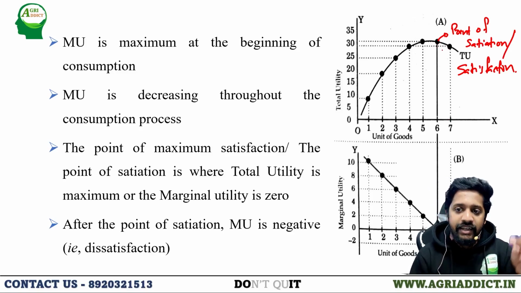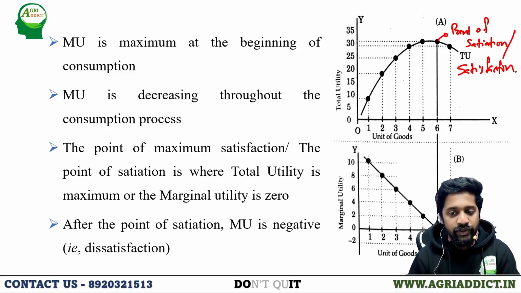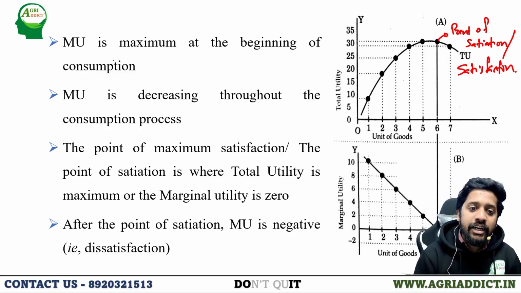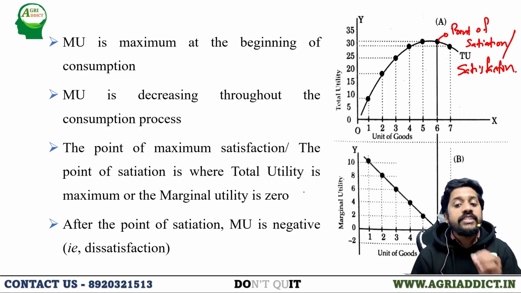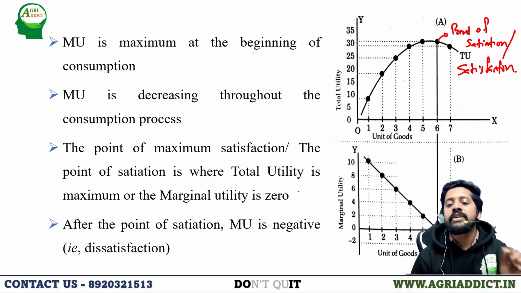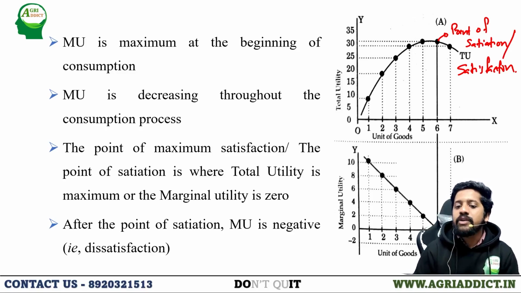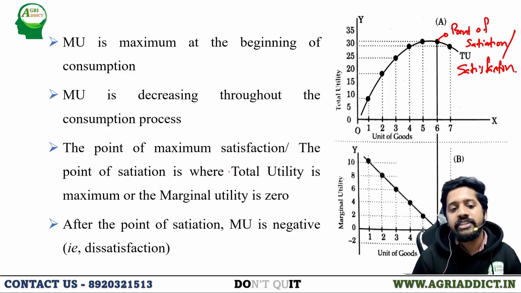See, the total utility is decreasing, or the marginal utility goes below the x-axis, or the value of the marginal utility becomes negative. Marginal utility is maximum at the beginning of the consumption, and it decreases throughout the consumption process, which is nothing but what is stated by the law of diminishing marginal utility. When we have the stock in additional quantity, the marginal utility derived from each additional quantity will be declining throughout the process. That is the law of diminishing marginal utility.